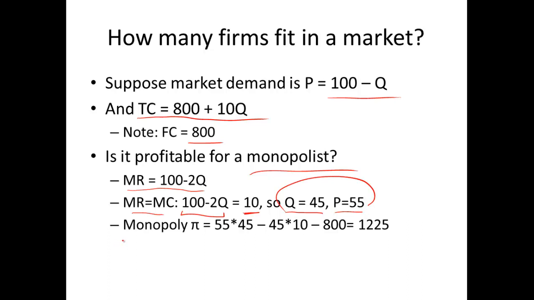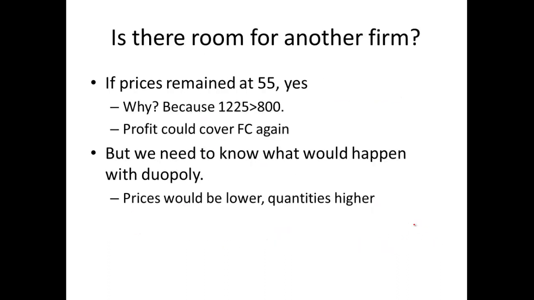Now let's ask the question whether the monopolist's profits are positive. There's P times Q minus Q times MC minus FC, and it turns out it equals 1225, which is bigger than 0. So yes, indeed, it is profitable for a monopolist. So 1 might be the answer to how many firms fit in the market, but we also have to think about numbers bigger than 1. And so here we are, thinking about that question. Is there room for another firm?